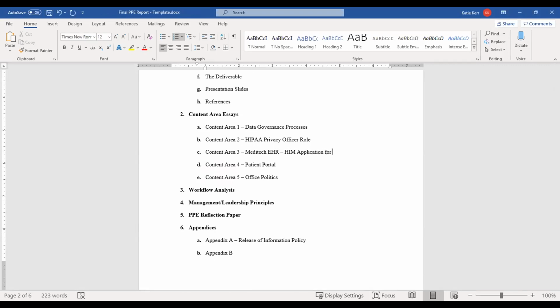for deficiencies. 2 to 3 pages, double spaced, is not really that much, and so you want to really think about that. And then I picked a patient portal, and then maybe you experience some office politics while you're there, or maybe you get invited to attend a disciplinary session with an employee, which is very rare but has happened in the past. Maybe you want to talk about that. And so like I said, the sky's the limit on these content areas, and have fun with it, okay?